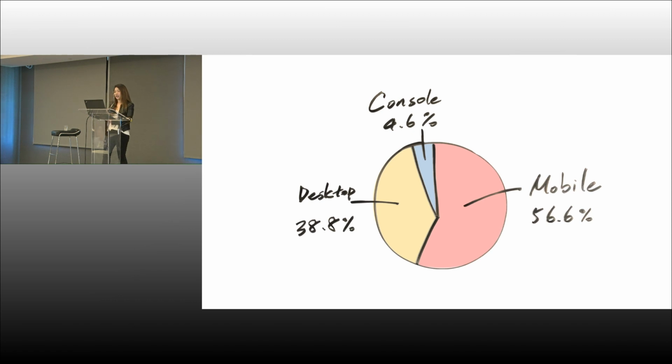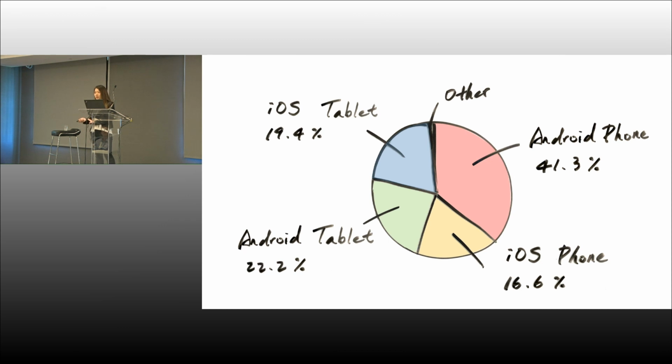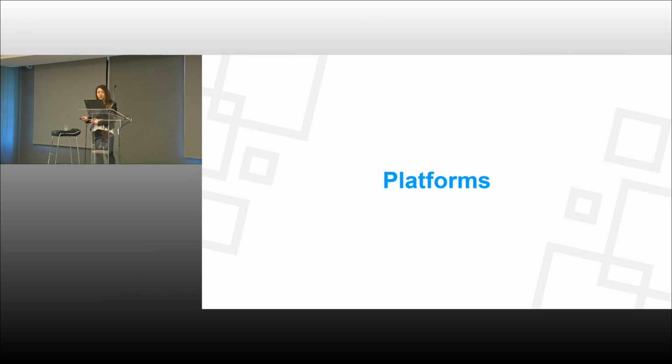You can see here that more than half of your players are on mobile, and almost 40% on desktop. So you can tell it's not desktop only anymore. If we break down mobile, more than half are on phone, and almost 40% on tablet. All the different platforms have different limitations and different things to think about when you're designing for them. Let's take a quick overview of what we currently have.